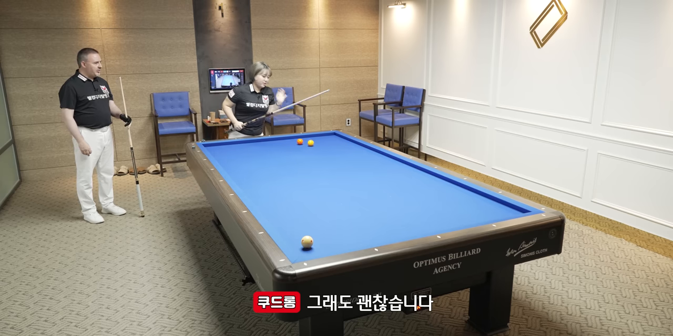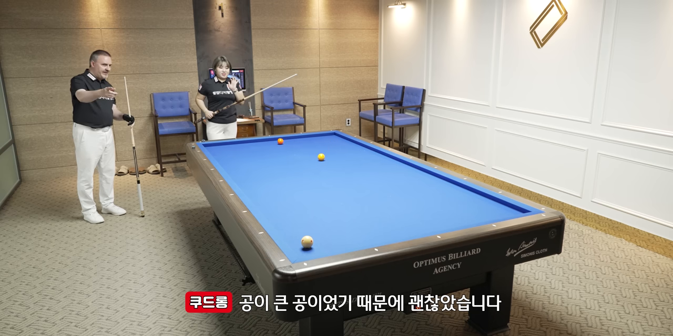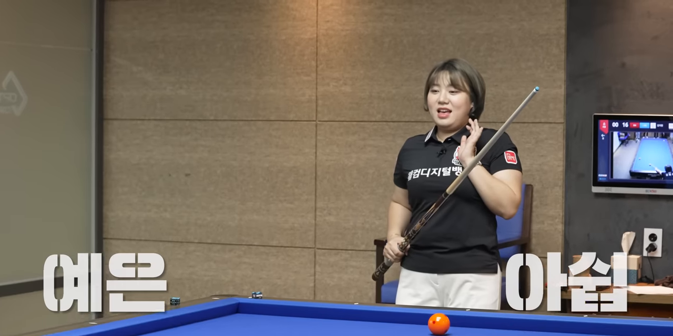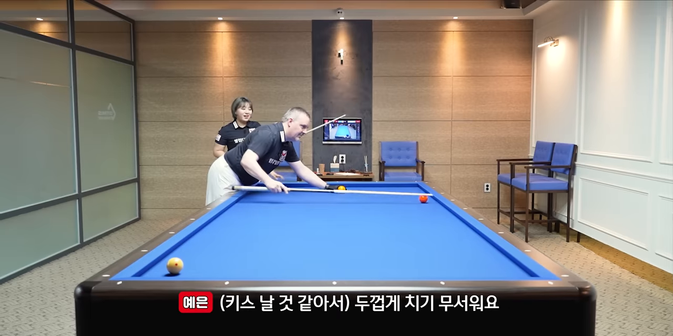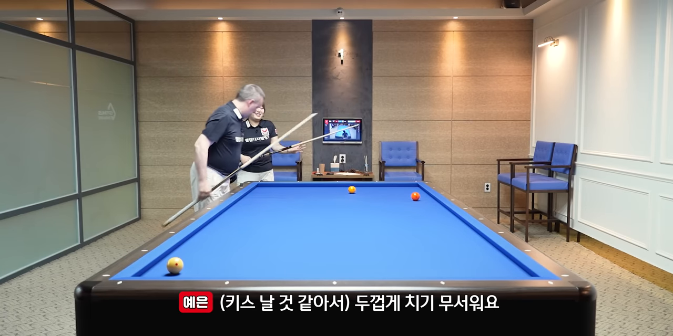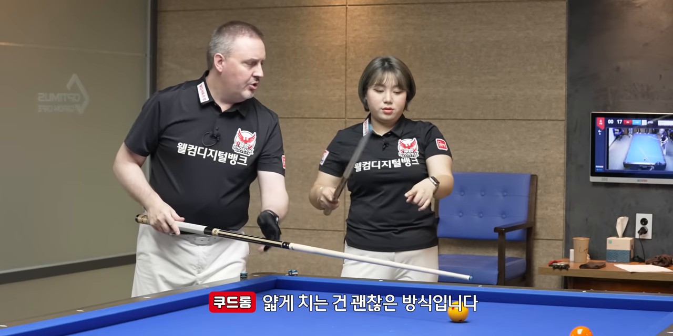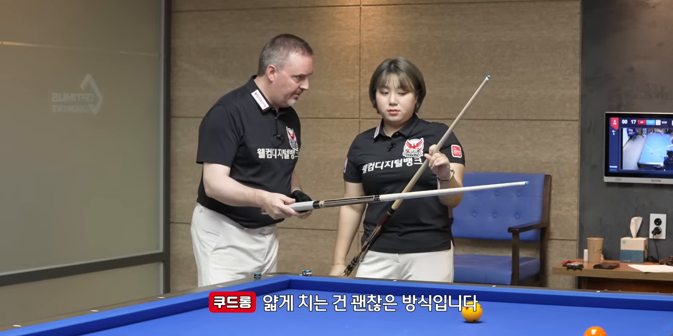Two pins. Still okay, still okay, still okay. Look, because the ball is big, almost okay, almost. Are you afraid? Thickness, you can take a little bit, but you know what you have to do. If you play less ball, it's okay.